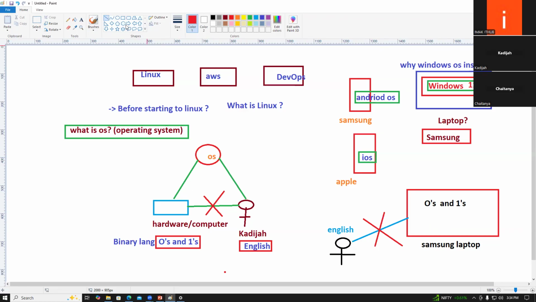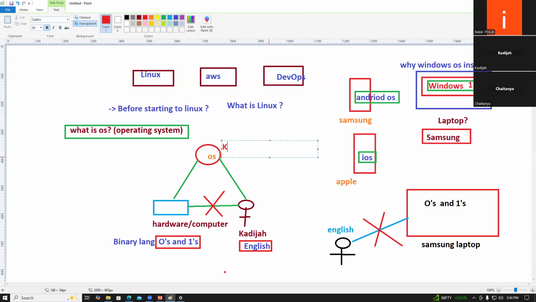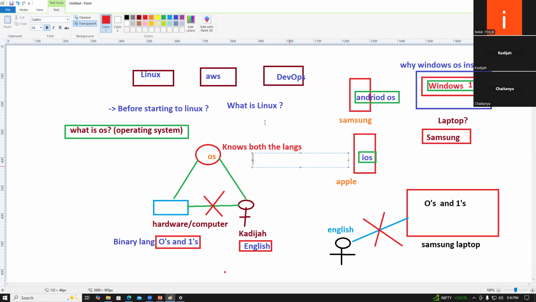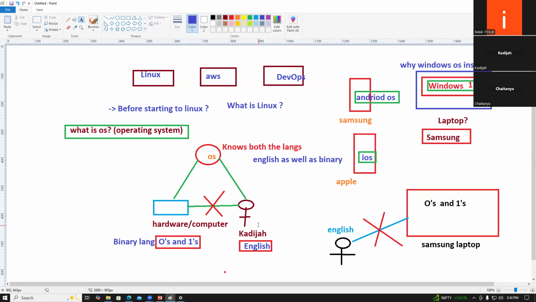So what is an OS? The OS knows both languages. What are those? English as well as binary. Right. Now you understood. So you know only English language, and hardware knows only binary language.